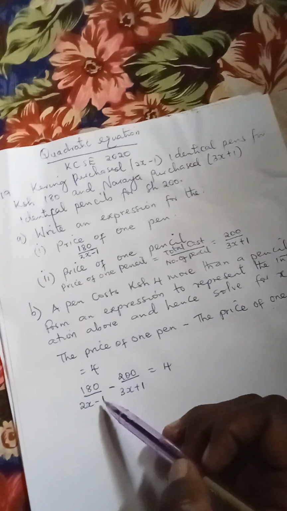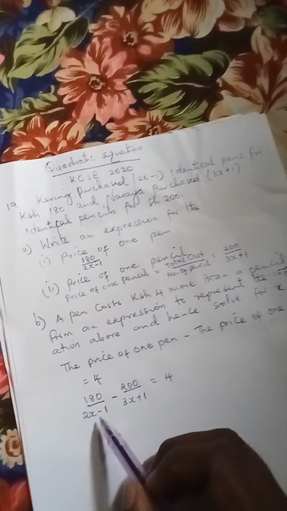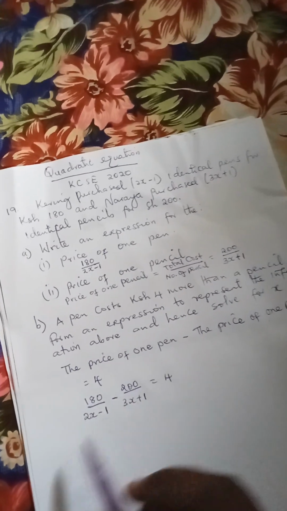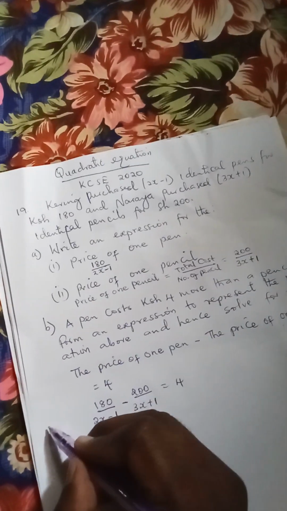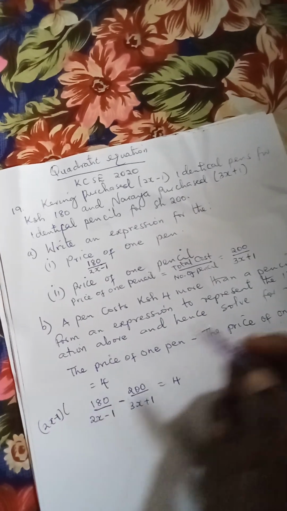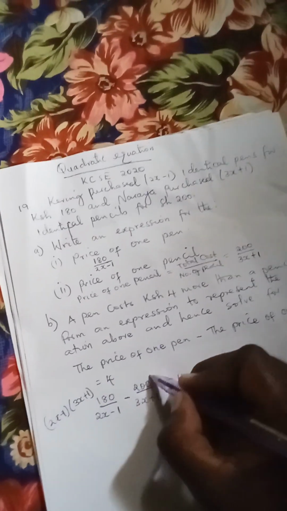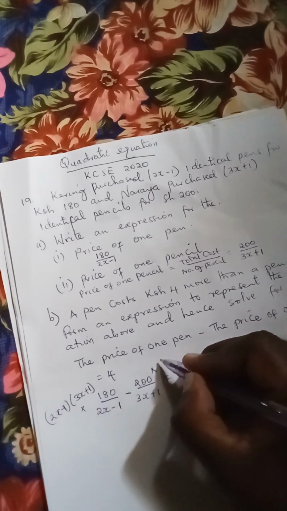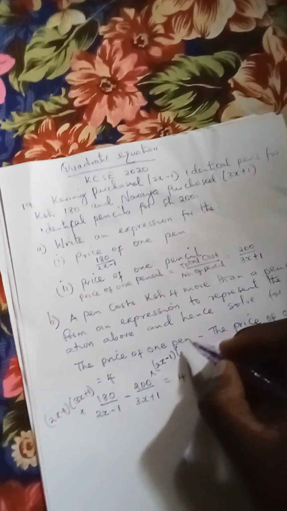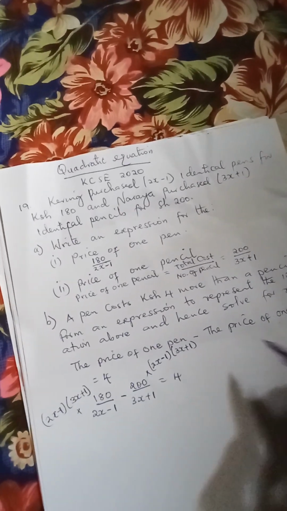Then we need to remove these fractions. What we shall be doing is that we multiply by the product of this, which is the LCM. Then that will give us 2x minus 1 bracket 3x plus 1. Then we also multiply here 2x minus 1 bracket 3x plus 1. The same will apply for the other side.